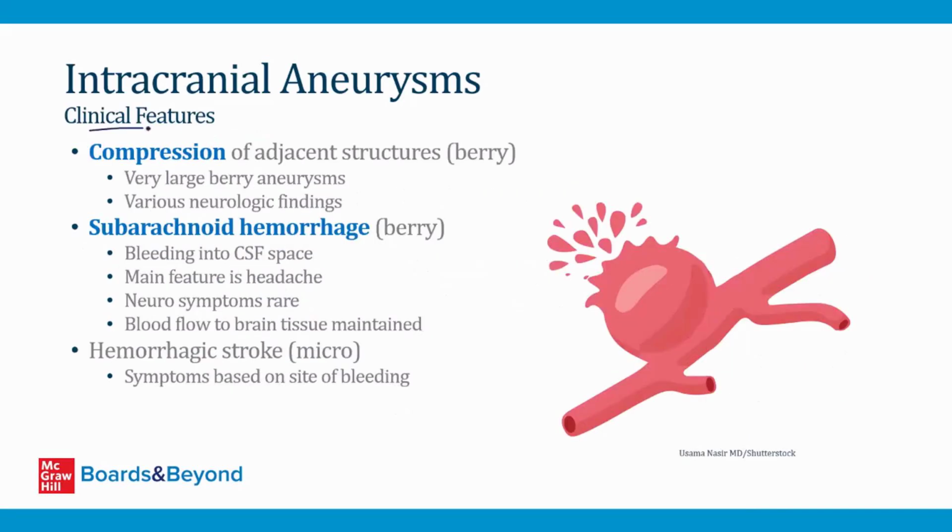Let's talk about the clinical features in general that you can see from intracranial aneurysms. So first of all, aneurysms, if they're very large, can compress nearby structures. This only happens with berry or saccular aneurysms when they get very, very big. And this can compress neurologic structures and give you a number of different neurologic findings depending upon the location of the aneurysm. And I'll talk more about this in just a minute.